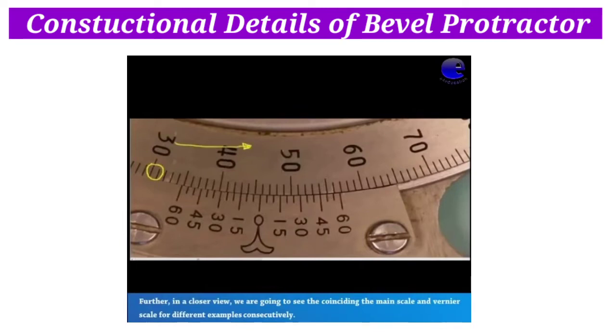Further, in a closer view, we are going to see the coinciding of the main scale and vernier scale for different examples consecutively.